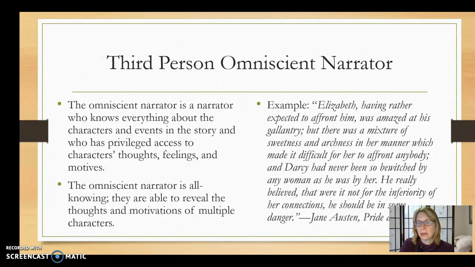Here's an example in a Jane Austen book. "Elizabeth, having rather expected to affront him, was amazed at his gallantry, but there was a mixture of sweetness and archness in her manner, which made it difficult for her to affront anybody, and Darcy had never been so bewitched by any woman as he was by her. He really believed that were it not for the inferiority of her connections, he should be in some danger." You can see in this example that both characters' thoughts and feelings are revealed, their inner thoughts, and this is a marker for third person omniscient narration.